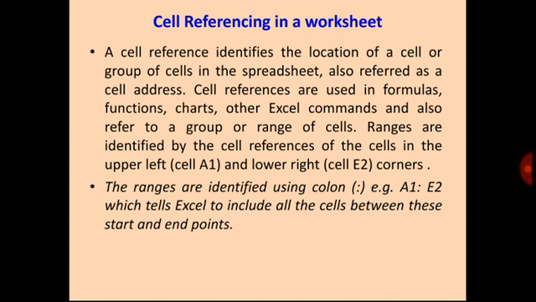Ranges are identified by the cell references of the cells in the upper left, that is cell A1, and lower right, that is cell E2 corners, if we have a range A1 to E2. The ranges are identified using a colon sign, for example A1:E2, which tells Excel to include all the cells between these starting and ending points, that is A1 and E2.